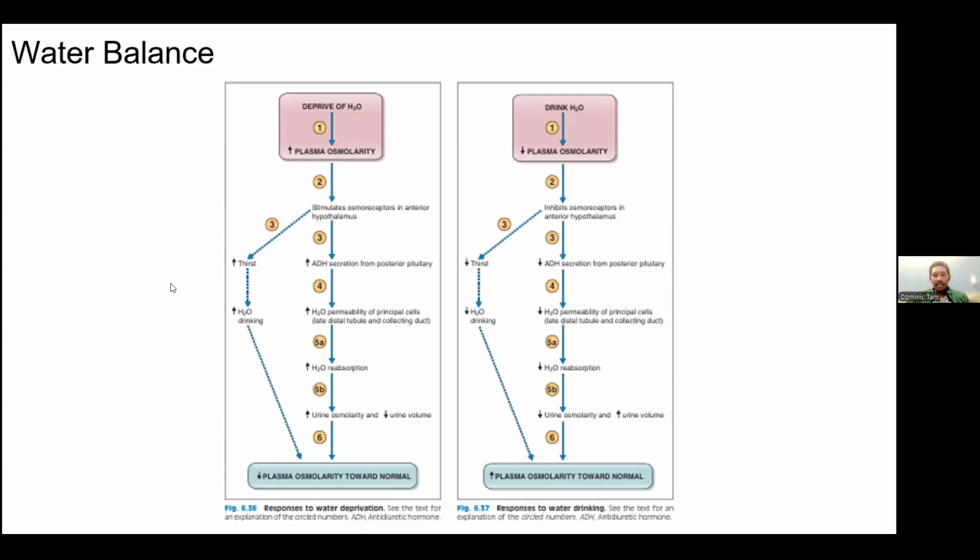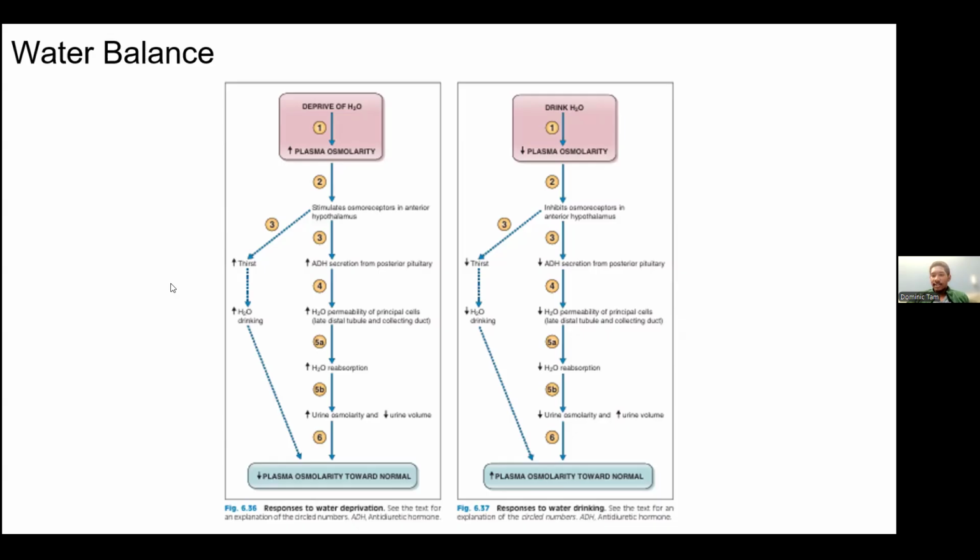When urine osmolarity is equal to blood osmolarity, it's called isosmotic urine. When urine osmolarity is higher than blood osmolarity, it is called hyperosmotic urine. And when urine osmolarity is lower than blood osmolarity, it's called hypoosmotic. All right.